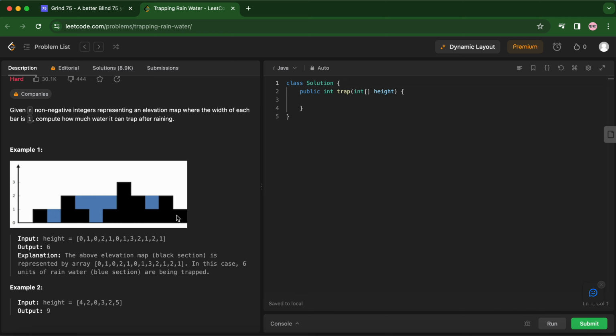So the problem statement is very simple. Before I go on and start solving, please take a minute and think of an approach that you would take to solve this problem.